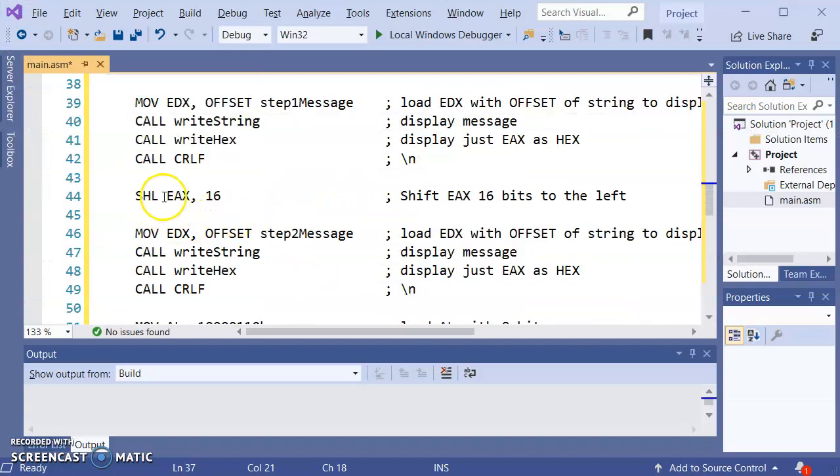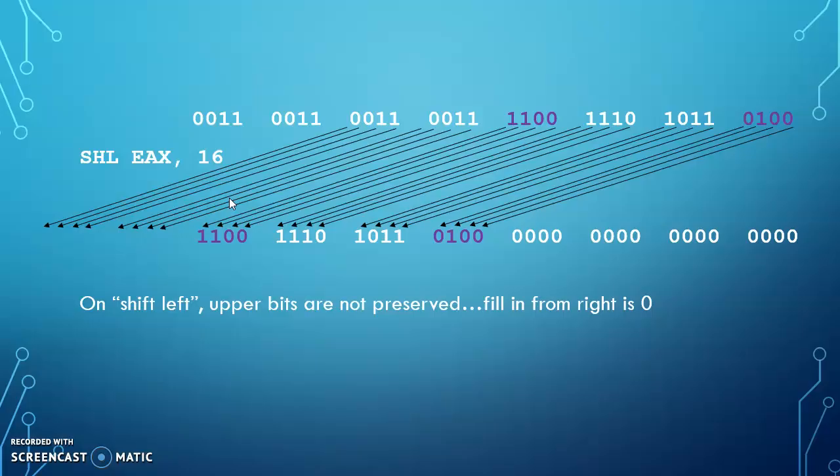What I did next is I did a shift left 16 bits. By doing a shift left 16 bits, bits got moved 16 bits up. I'm just looking at it as a cluster to make it easier. The 0, 1, 0, 0 got moved here. This 1, 0, 1, 1 got moved here. The 1, 1, 1, 0 got moved here.